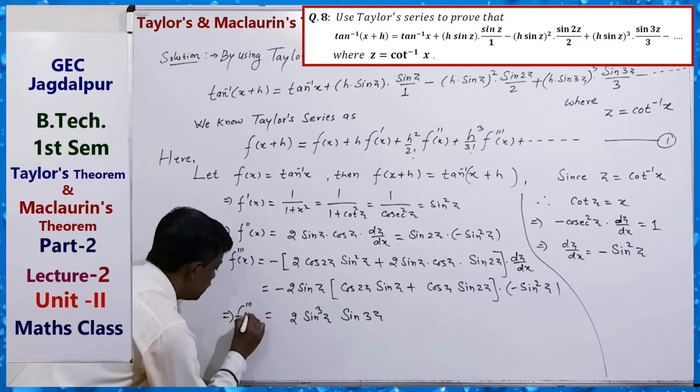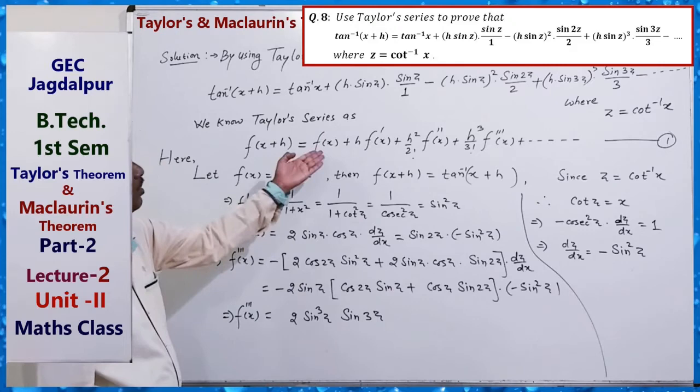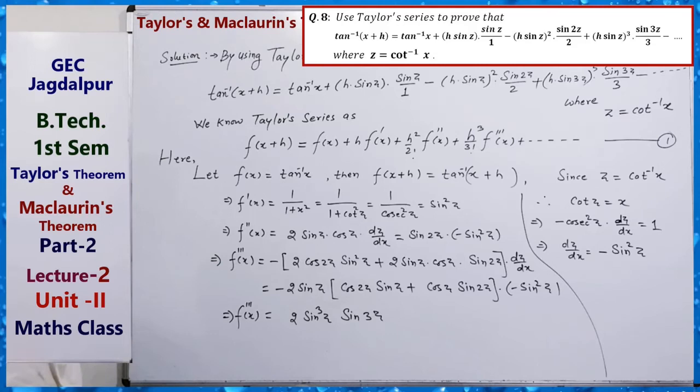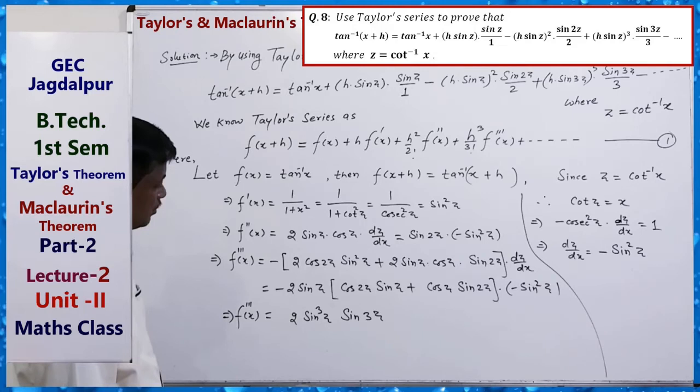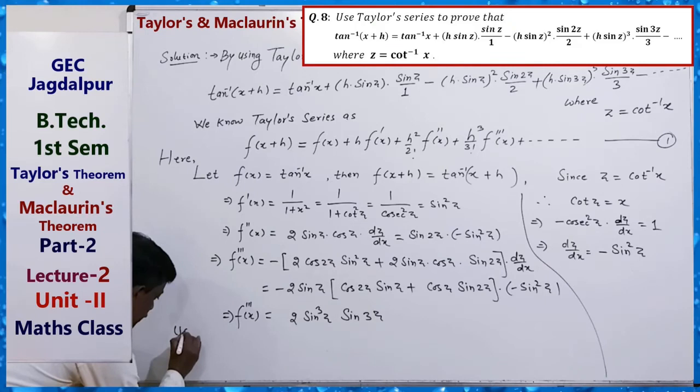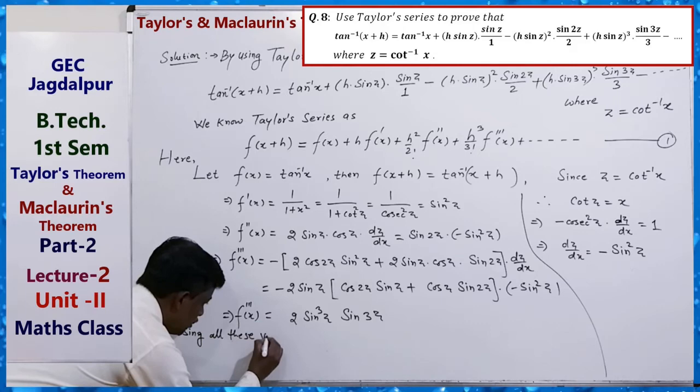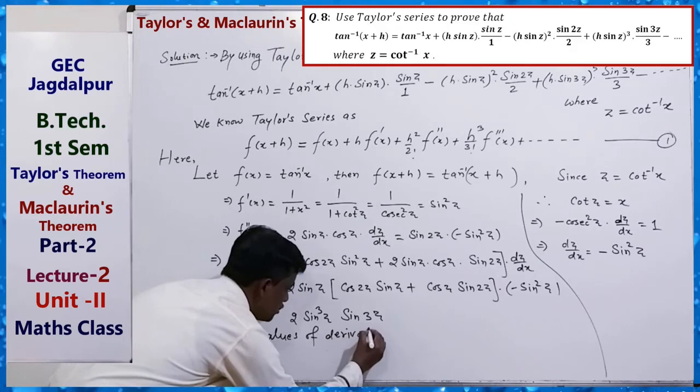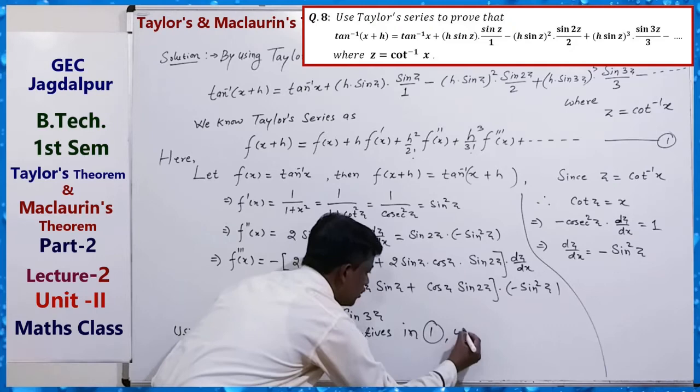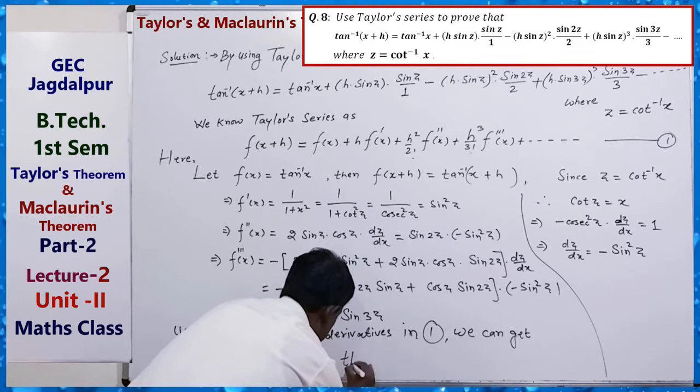Just use all these values in this formula, then you can get the result. Very simple. Using all these values of derivatives in the Taylor formula, we can get the required result.